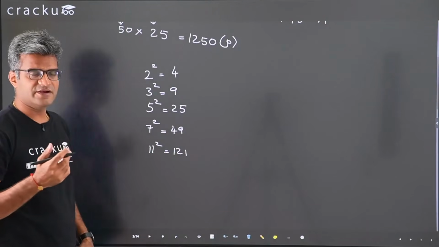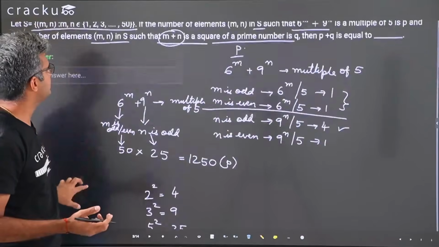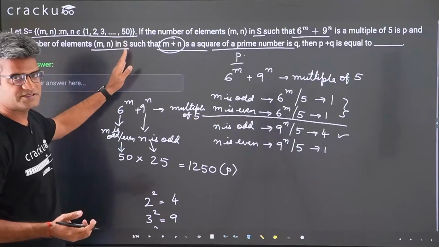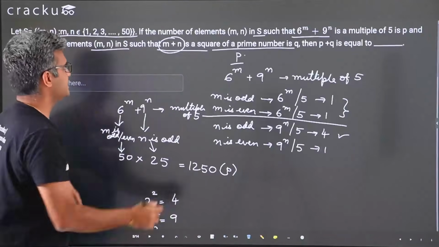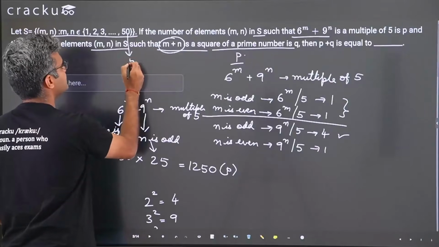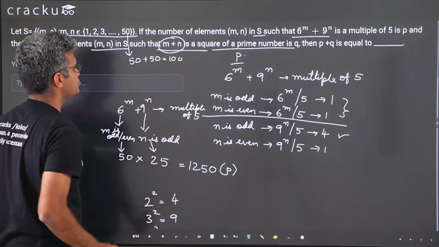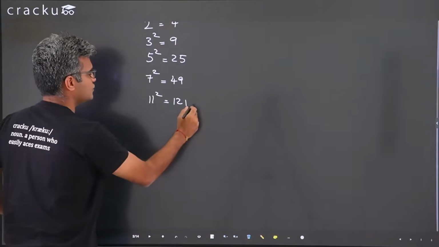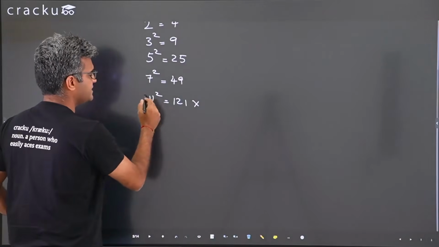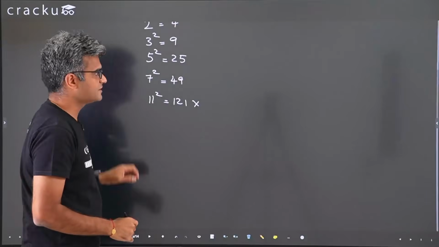But if you are selecting two numbers from 1 to 50, the sum of these two numbers, the maximum value of m plus n will be 50 plus 50, which is equal to 100. So you can't have m plus n to be equal to 121 or any number which is greater than 121.